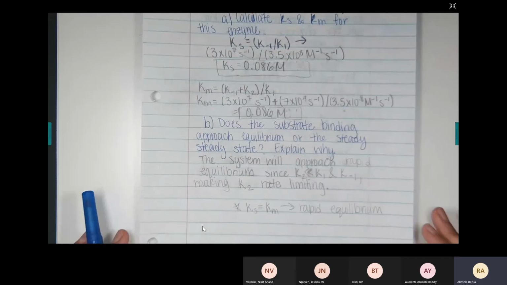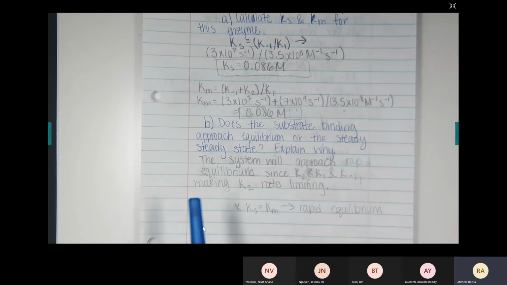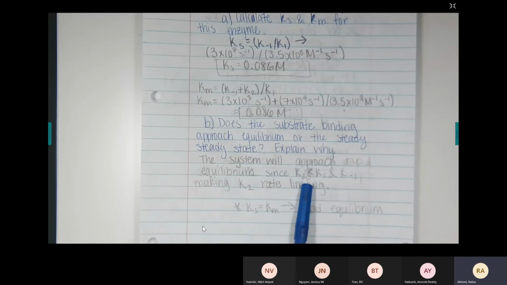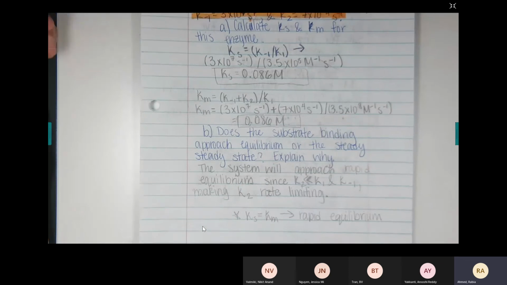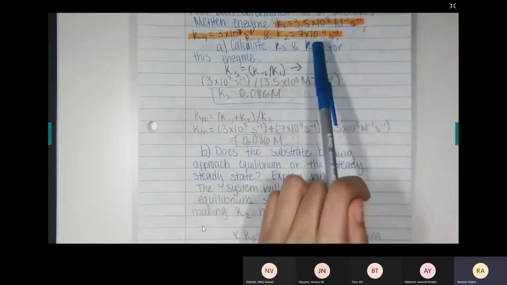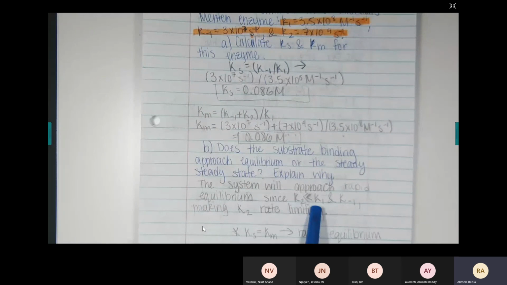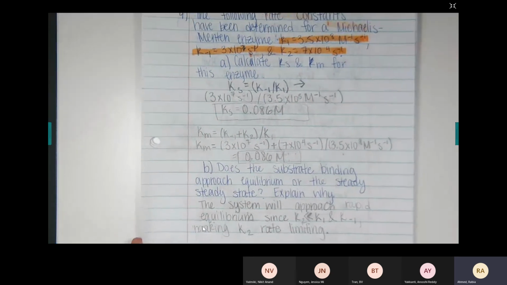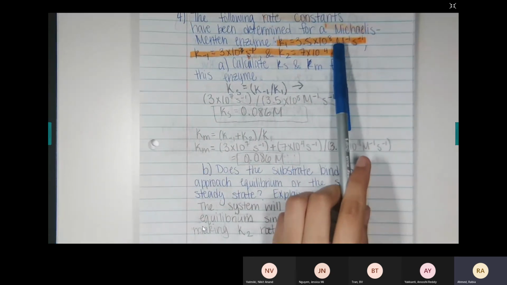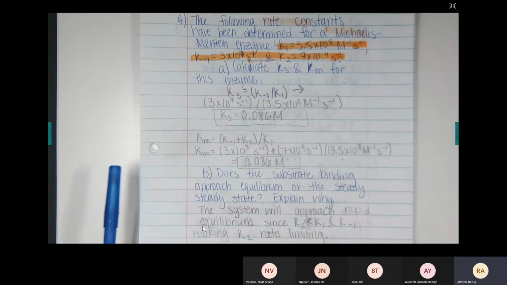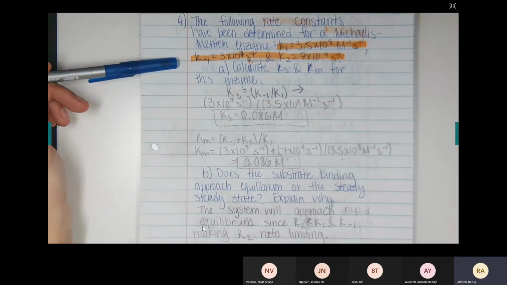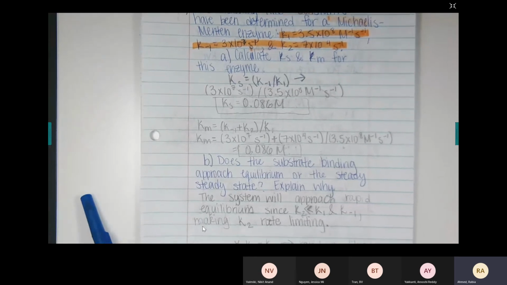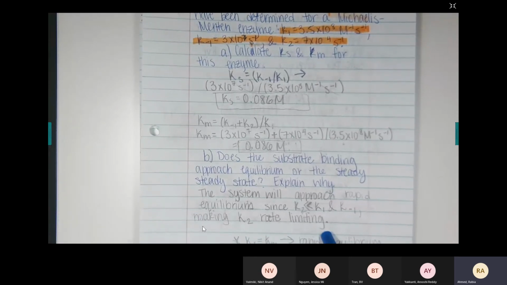Does the substrate binding approach equilibrium or the steady state? Explain why. This system will approach rapid equilibrium since K2, the value that we have here, is way less than K1, which is 3.5 times 10 to the 8th. And the K2 value is also less than K to the negative 1. So this makes K2 the rate limiting step.